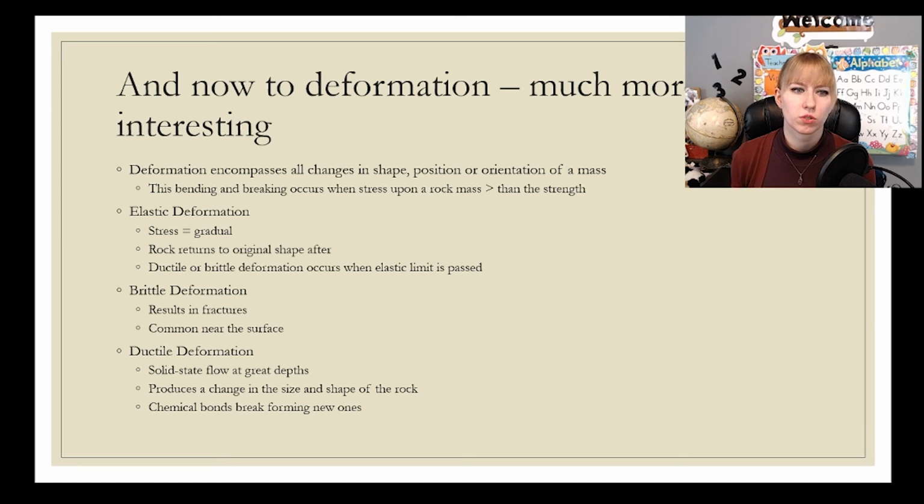Brittle deformation results in fractures. It's common near the surface of the Earth. And ductile deformation is the solid state flow at great depths. This produces a change in the size and shape of the rock, and chemical bonds will break, forming new ones.